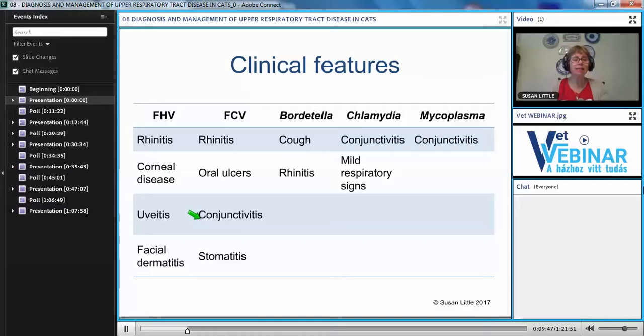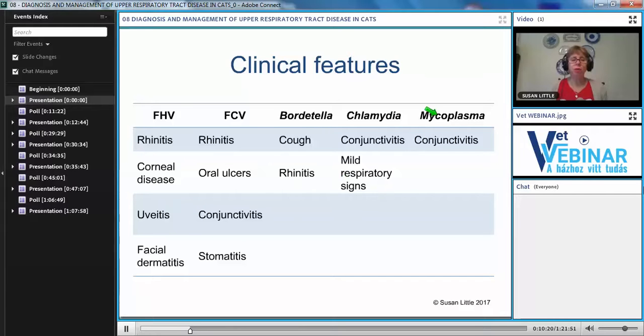We're more likely to see conjunctivitis with calicivirus. Doesn't mean you can't see it with herpes virus, but we're more likely to. Same with stomatitis, a little bit more likely to be involved with calicivirus. Facial dermatitis, which we're going to talk about separately, is something that we see specifically with herpes virus, although we can see some skin lesions with calicivirus in cats that have a more virulent form of the disease. And we're going to talk about those aspects of those viral infections in a little bit more depth.